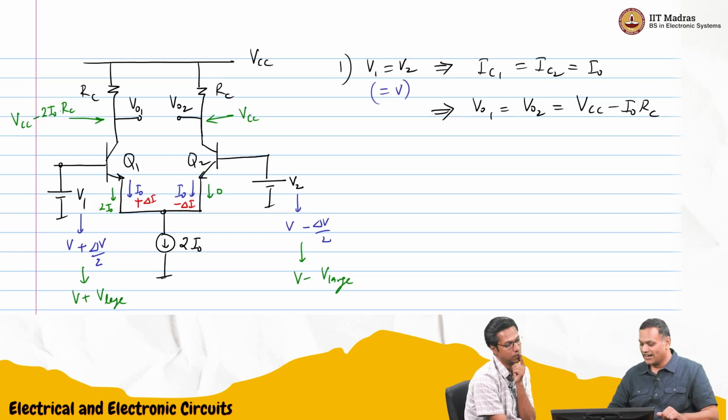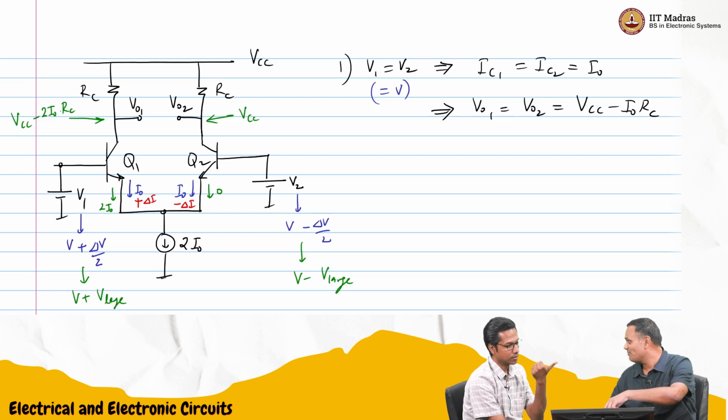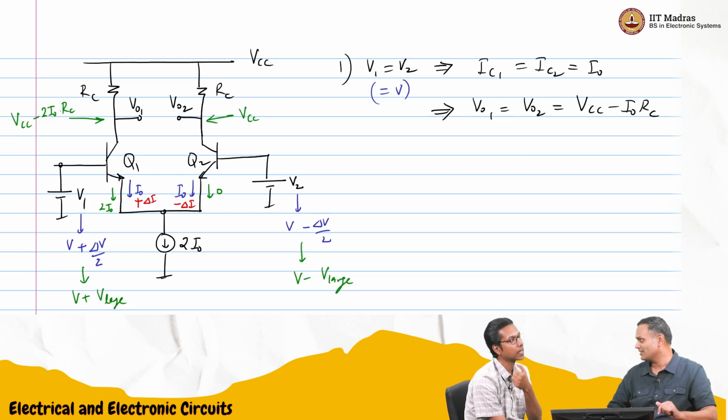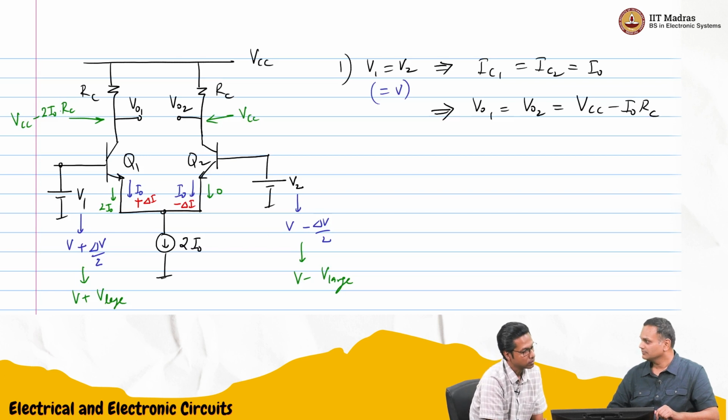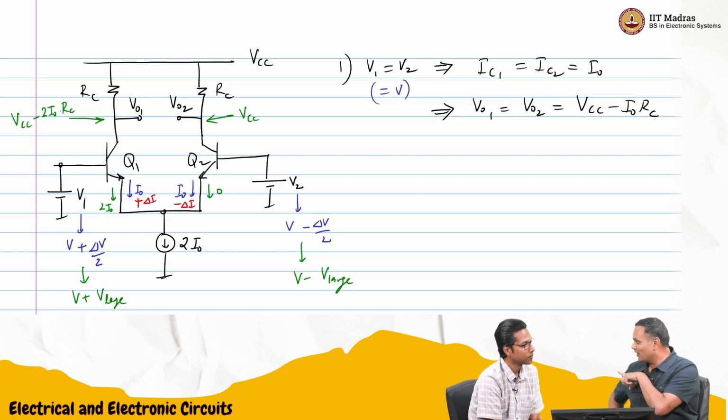And I could do the reverse also, by giving V minus V large here and V plus V large here, and switch the currents completely. That is true. I remember when we did the common emitter amplifier, we actually drew what will happen for output voltage as a function of input voltage. We can do the same thing here, no?